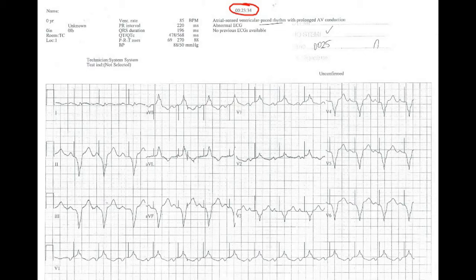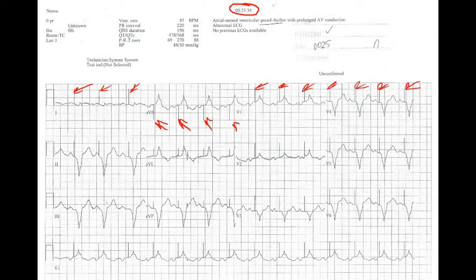There's no wandering baseline where things are going up and down all over the place, no 60 hertz interference, none of that other stuff. It is clean and easy to read, and it is paced all the way throughout the entire 12 lead. These are all pacer spikes. It is paced everywhere you look. So every one of the beats is a paced beat.